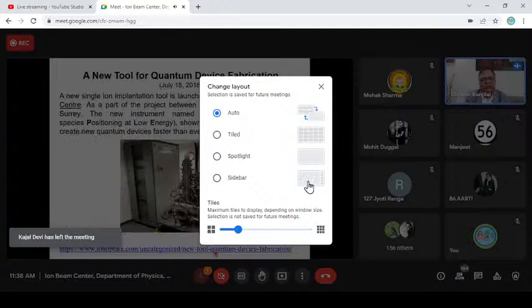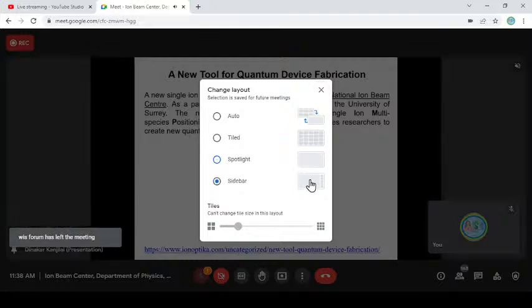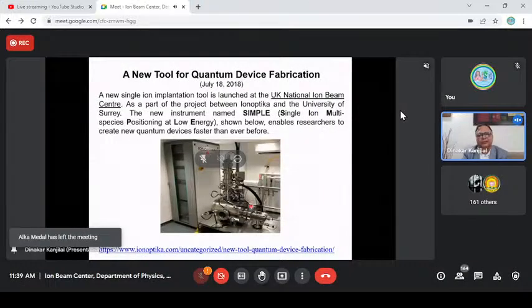So this is the next version. This new version has come with quantum devices, quantum materials. The thing is a single ion multi-species positioning source. This is the famous UK National Ion Beam Centre. We have a lot of interaction with them. University of Surrey, with a company, came out with this Ion Optica. This is extensively being used in the development of newer, exotic, unique devices and sensors now.